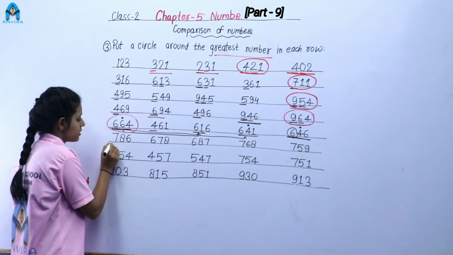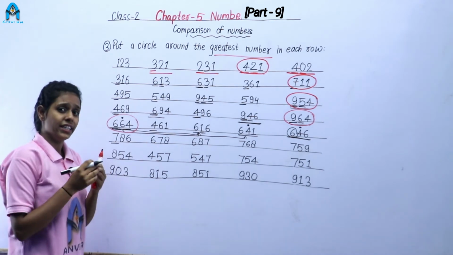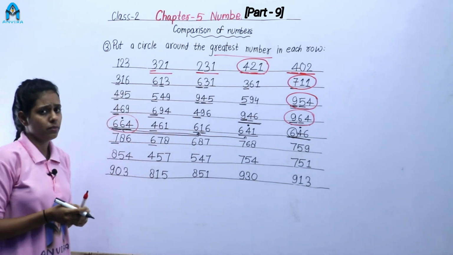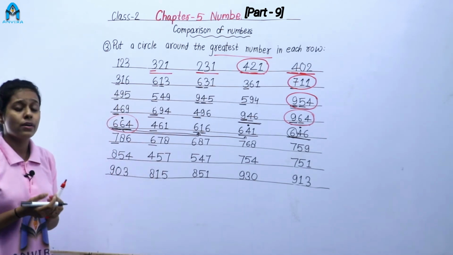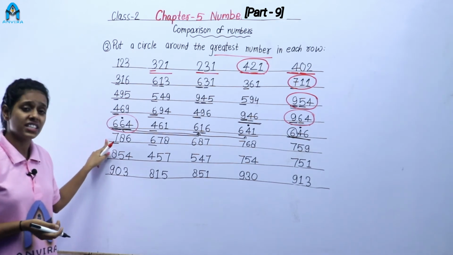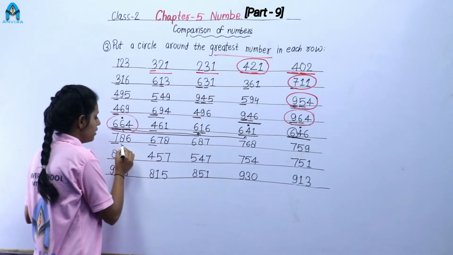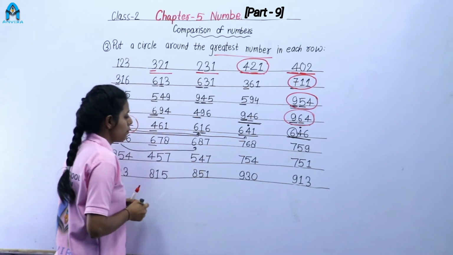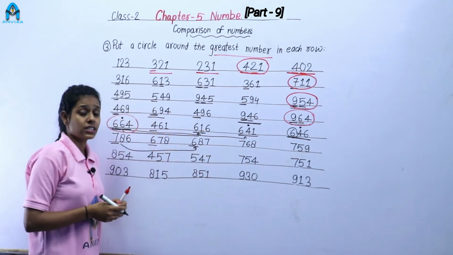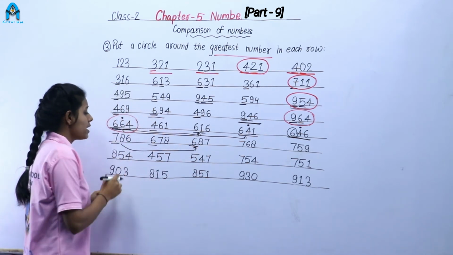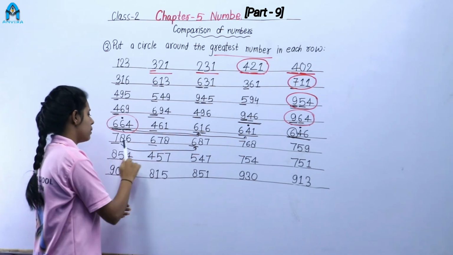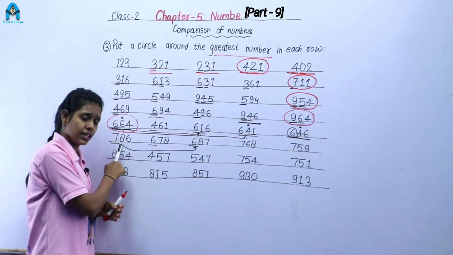This is 786. Next number is 678. On hundreds place, which number is greatest? Yes, 7 is greatest. That's why we compare this and this number. So, on hundreds place, this is 600 and this is 700. So, which is greatest? In these numbers, 700 is greatest.